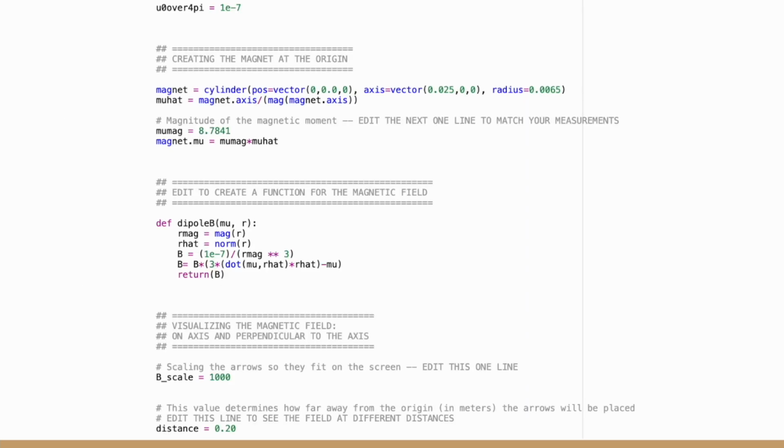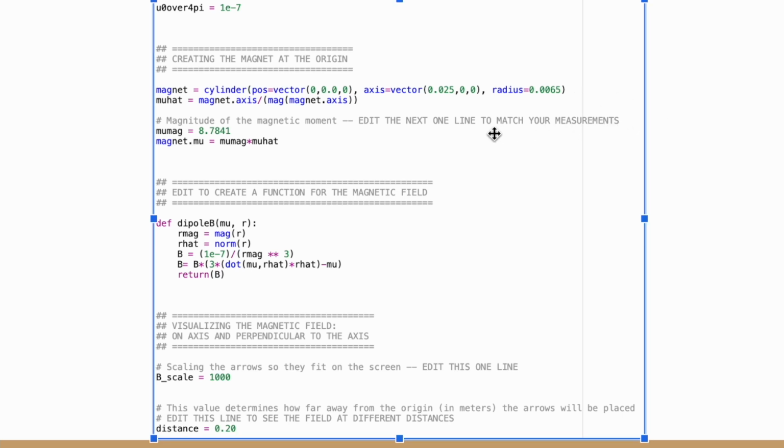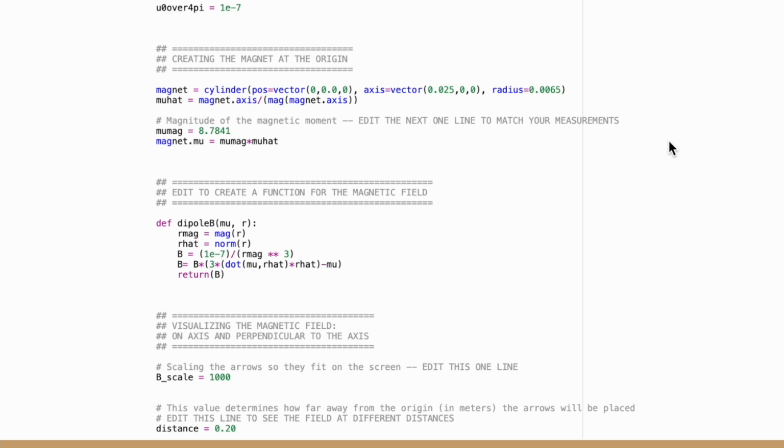So let's take a look at the code. First, up here we have setting some constants, and then we have creating the magnet as an object, inputting our calculated value for the mu. Then we have a function to take the magnetic moment and an r value and calculate the magnetic field at this location. Next, we have a factor to scale the arrows so they're actually visible. And then we have setting up just a baseline distance that will be used. So here it's 20 centimeters.